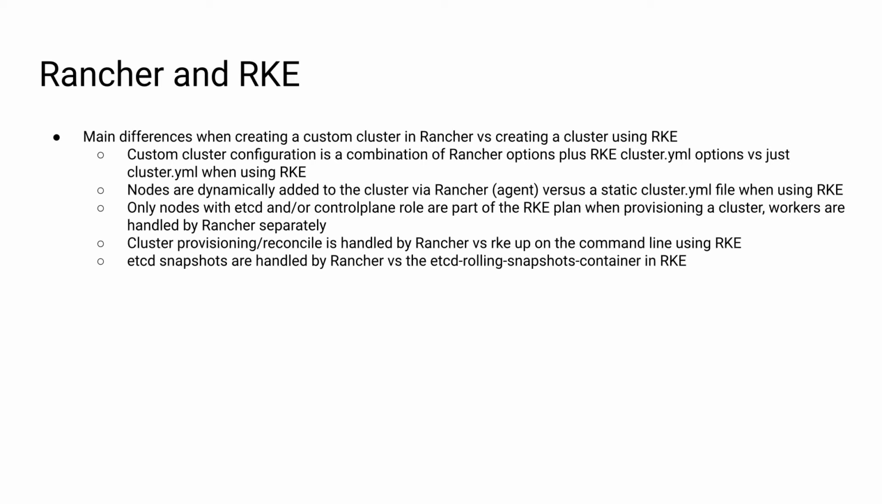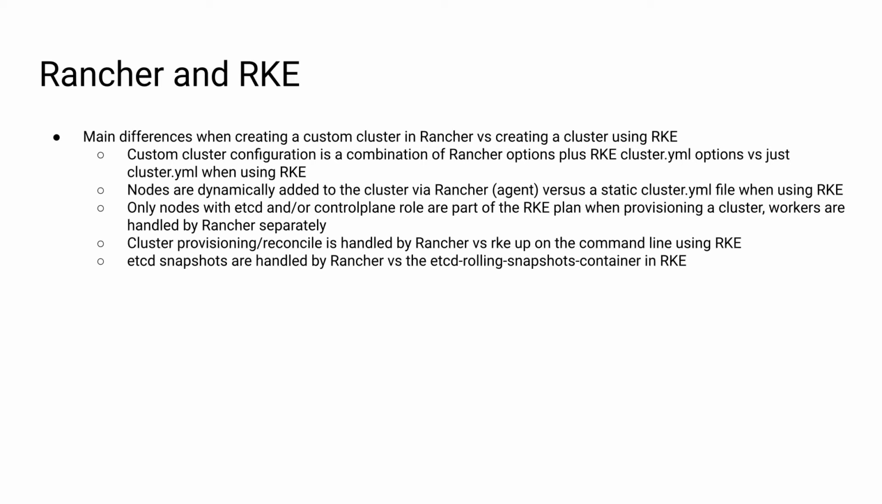But basically, to describe it, Rancher will run RKE up under the hood, right? RKE up, the command to start to run a cluster. But in Rancher, the worker nodes are handled differently. So nodes with only the worker role are handled by Rancher and not by RKE in this case. So when the cluster provisioning happens in Rancher, only etcd and/or control plane nodes will be part of that provisioning process. And then after, workers will provision themselves, and I will explain how that works in a few slides, but that's a major difference. Obviously, the cluster provisioning reconcile is handled by Rancher, so we are not running RKE up on the command line, but it's handled by Rancher, and we will talk about it too.